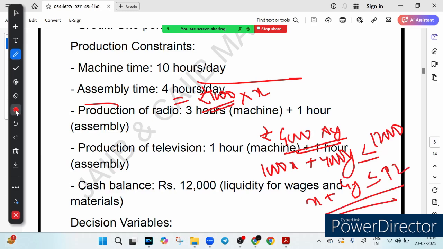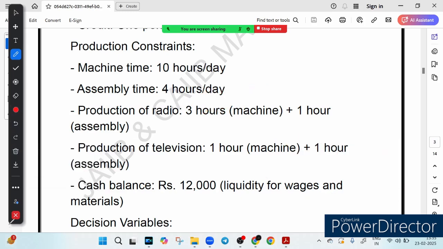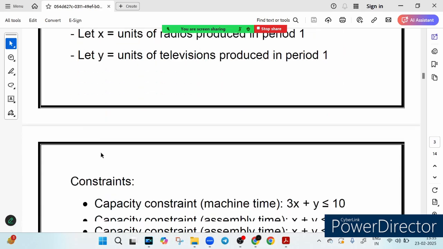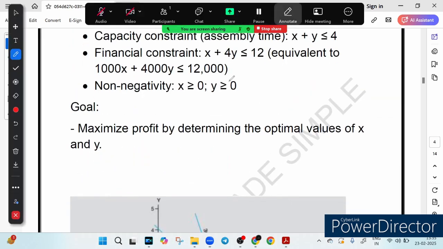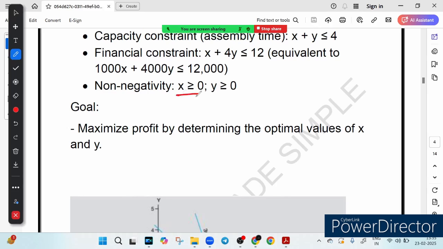And finally, we have the non-negativity constraint. x should be greater than or equal to 0, and y should be greater than or equal to 0, because we can't produce negative radios or negative TVs. So now, what is our goal? To maximize profit.